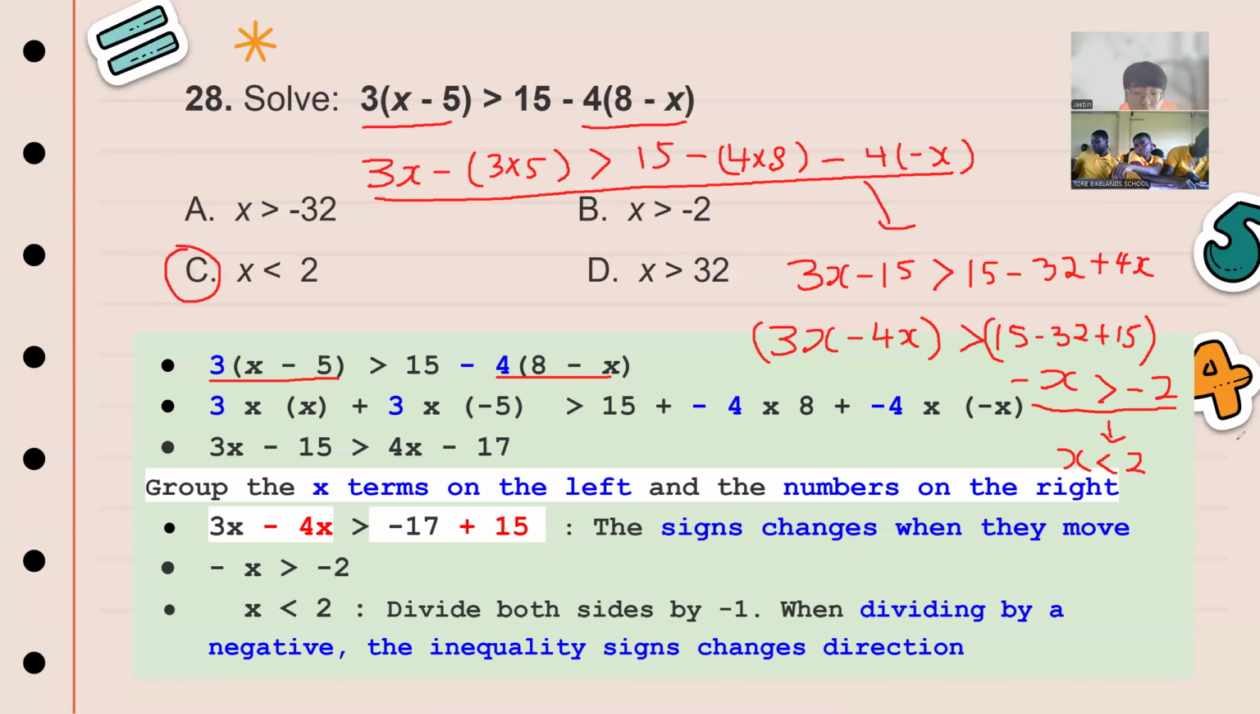This last step might be a little confusing, because when we divide by a negative number in an inequality, you flip the sign, right? You flip the sign because we divided by -1 on both sides. Divide by -1.